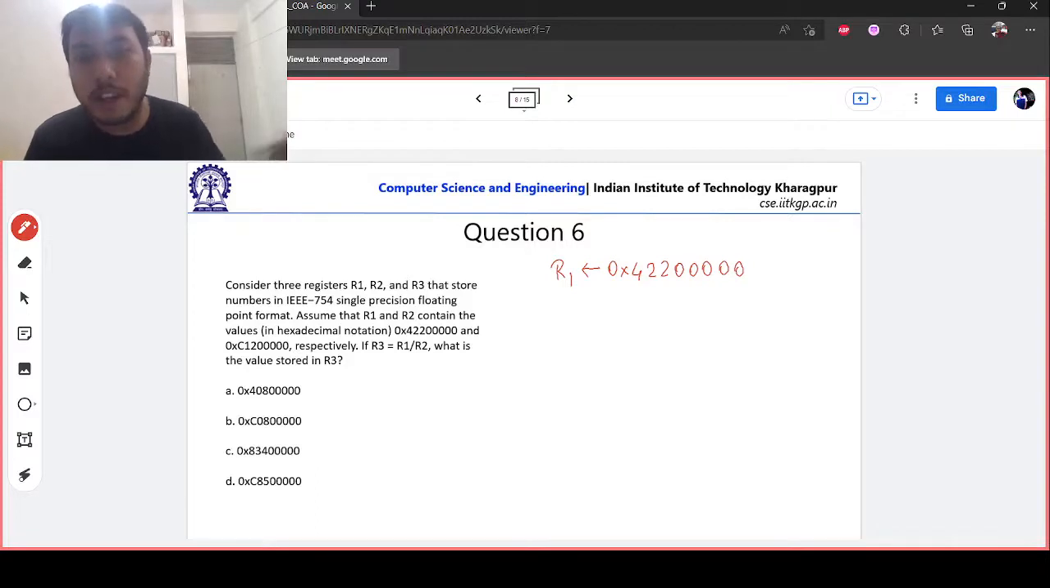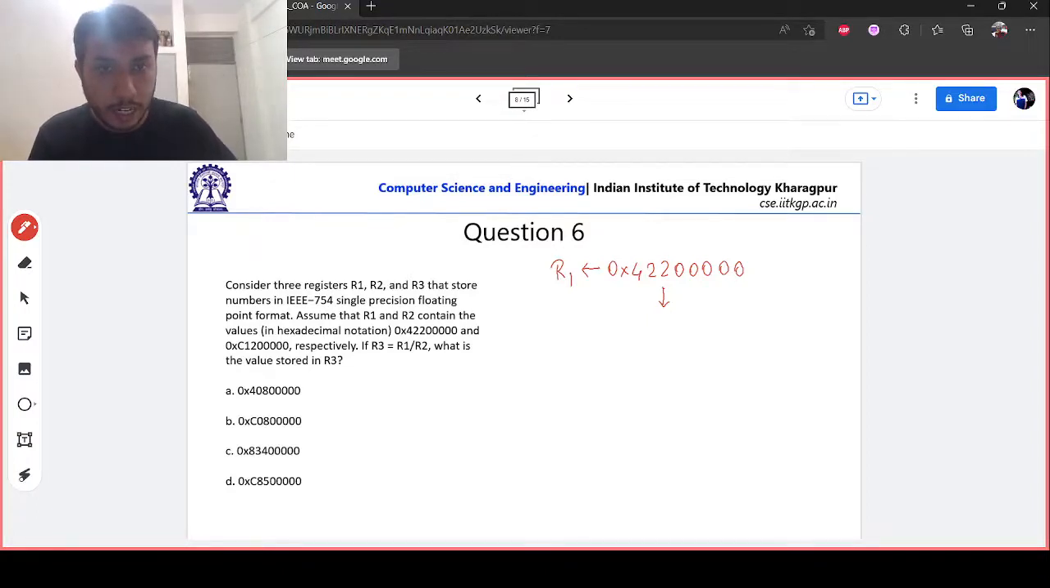In previous classes I have shown how to convert a hexadecimal number to the corresponding binary number. We convert each of the digits into their corresponding binary, right? That is the common notion.